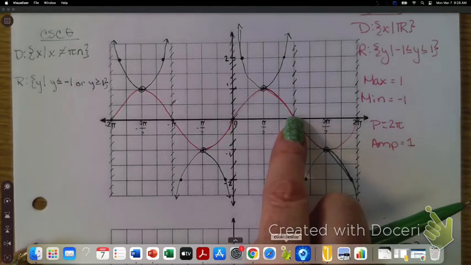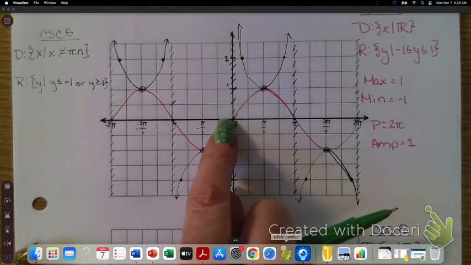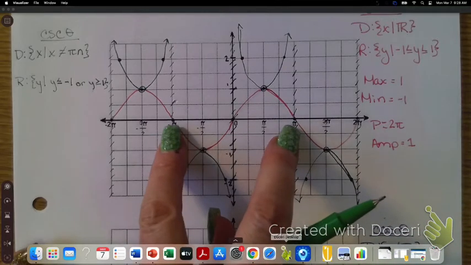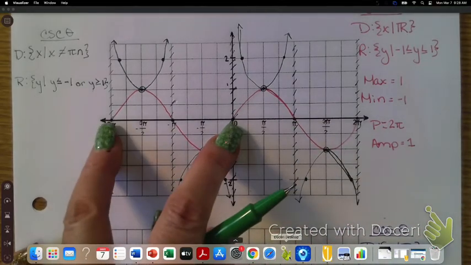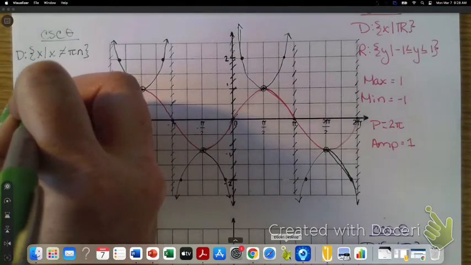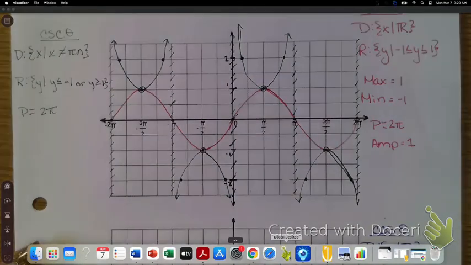And then another pi from here to here. Or could I go from here to here? That's still how far? 2 pi. The period is still 2 pi, because I still need a distance of 2 pi on the x-axis to give you all the positive and all the negative values, correct?